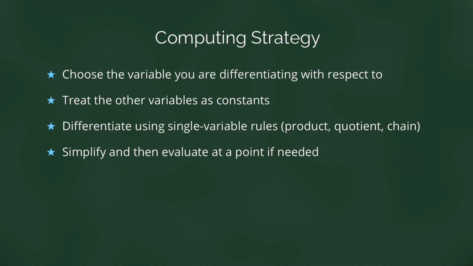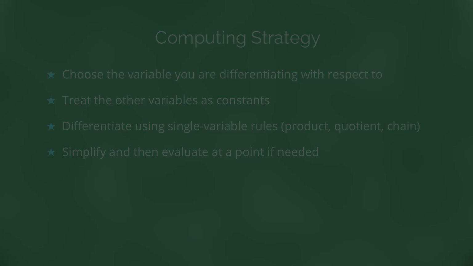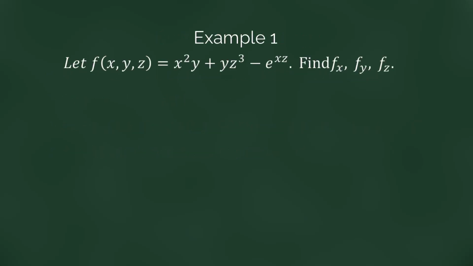While our formulas may look more complicated, our computing strategy remains the same. We'll choose the variable we're differentiating with respect to, treat everything else as constant, differentiate using our single variable rules, our product rule, our quotient rule, our chain rule, etc., and then we'll simplify, and if we're asked to find the derivative at a point, we'll plug it in. Let's take a look at an example.